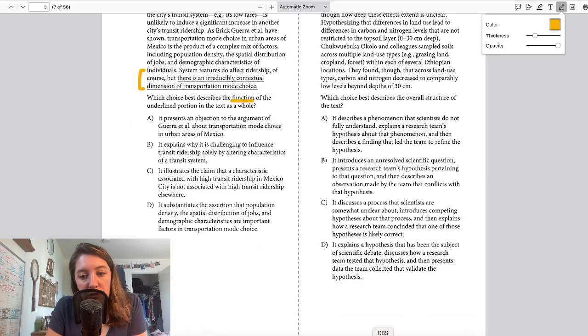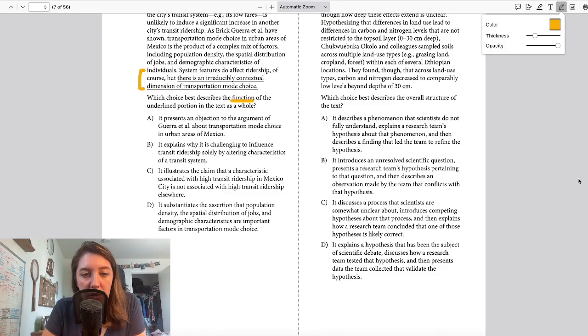while system features are important, they're not the most significant factor. And indeed, you might not be able to produce the same results in any city. There are things specific to Mexico City that impact ridership. So where do people live? Where do people work, etc.? That's why they say it's contextual.